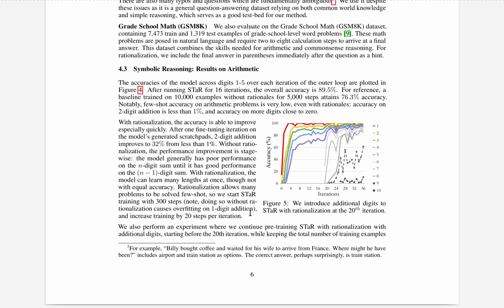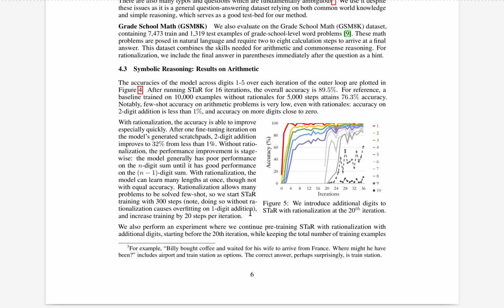With rationalization, the accuracy is able to improve especially quickly. After one fine-tuning iteration on the model's generated scratchpads, 2-digit addition improved to 32% from less than 1%. Without rationalization, the performance improvement is stage-wise. The model generally has poor performance on the n-digit sum until it has good performance on the n-1 digit sum. With rationalization, the model can learn many lengths at once, though not with equal accuracy. Rationalization allows many problems to be solved.